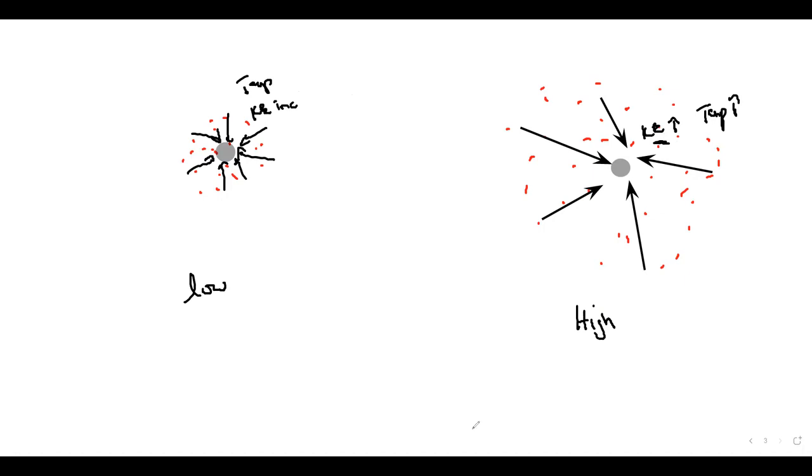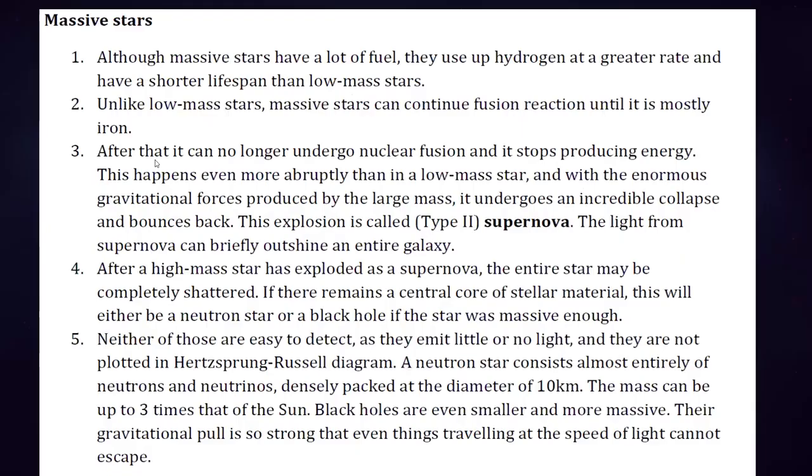The energy is always conserved. So as a result, after they undergo fusion, it can no longer undergo nuclear fusion, and it stops producing energy. Why is the energy conserved? Because there is no air resistance, no friction. That's why the energy is conserved here. So there is no longer a fusion reaction. It stops producing energy, and this happens even more abruptly than in a low mass star.